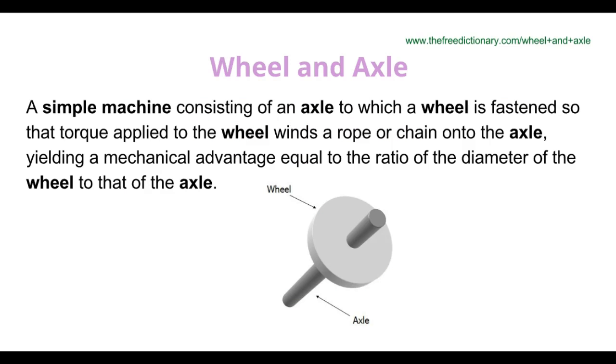The simple machine that we're going to talk about today is going to be the wheel and axle. If you look at our diagram that we have here, you'll see the wheel and axle is exactly what it sounds like. It's a wheel with a rod that goes through the middle, which we call our axle.